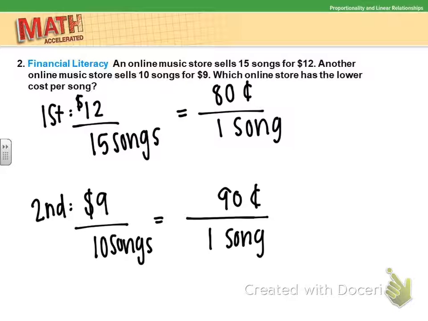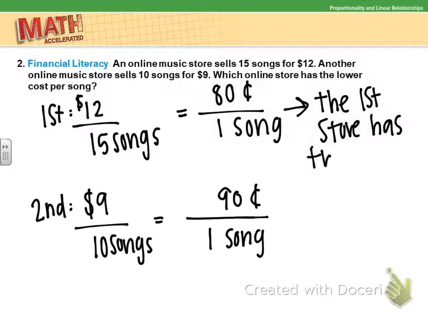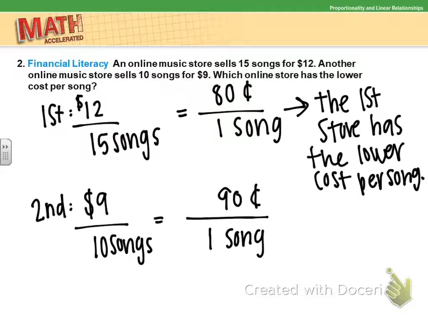So then I'm going to say the first store has the lower cost per song. Okay. Does everybody see that? Okay. So now this is just taking another step as we're having to find the unit rate of both of them and now compare it to see which one is a better deal. Okay.